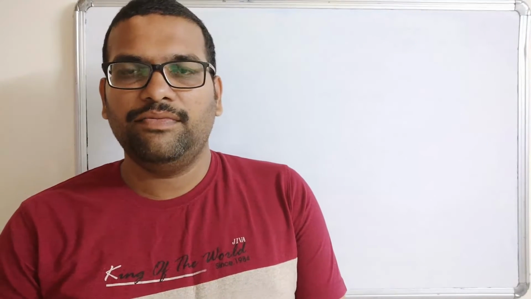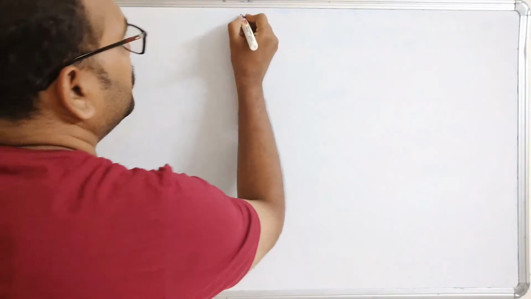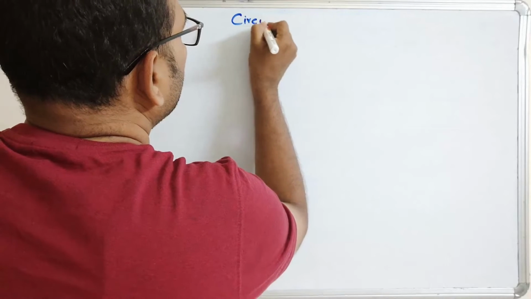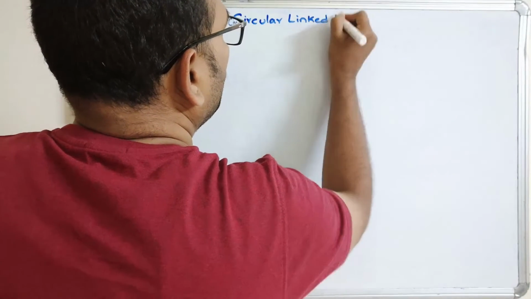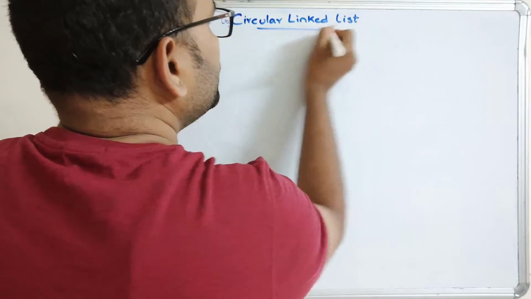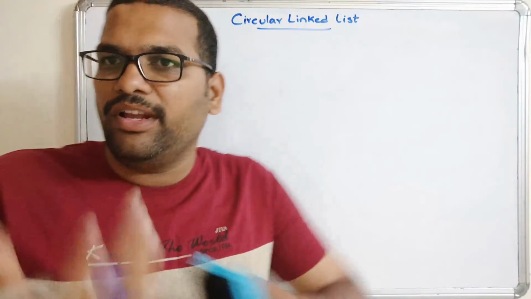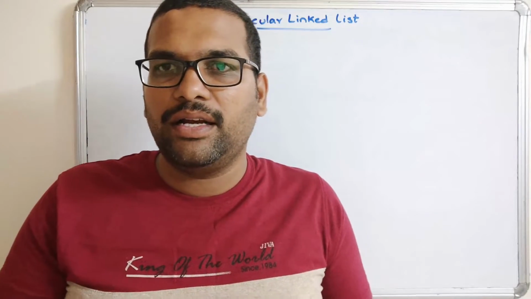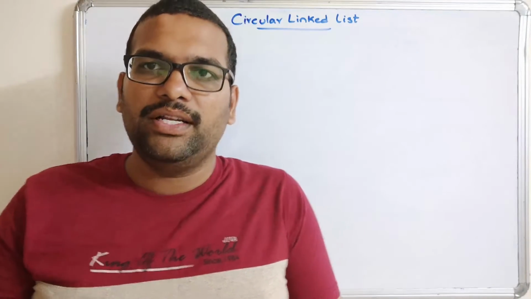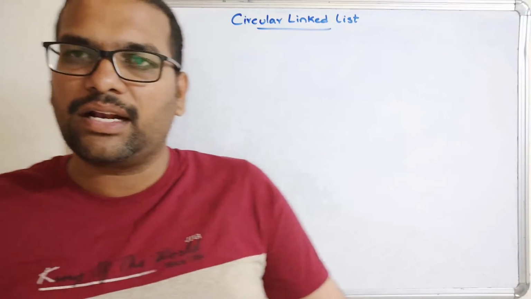So in today's session we'll see one more operation in circular linked list, that is the deletion operation. Already we have seen different operations, that means how to create a circular linked list, how to display the nodes of a circular linked list, and in our previous session we have seen how to insert an element into a circular linked list.